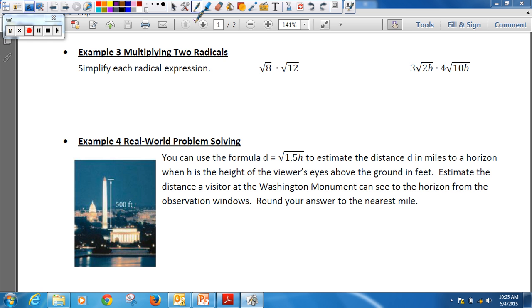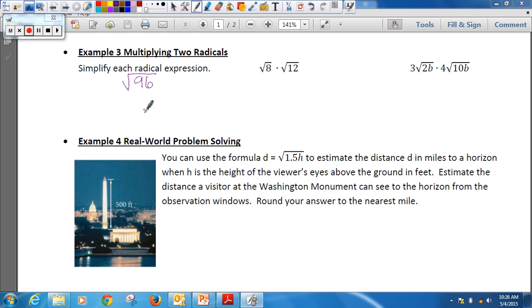In order to multiply them, there are going to be two methods that you can use. The first method you can use is to just go ahead and multiply them. So the square root of 8 times the square root of 12, 8 times 12 is 96. So I get the square root of 96. And then remember, you have to simplify.